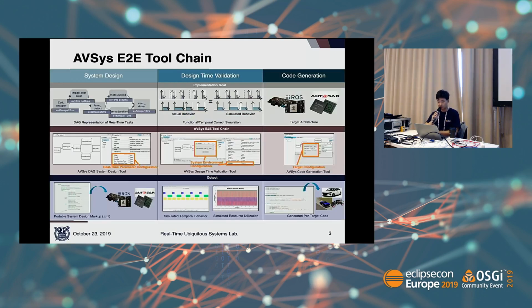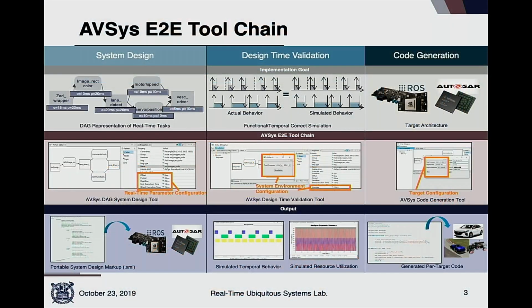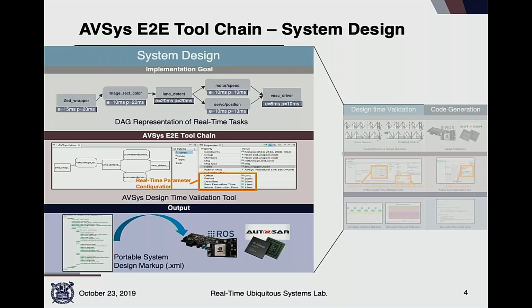For the AVSys end-to-end tool chain, there are stages like system design, design-time validation and code generation. Each stage has three steps. First, the implementation goal. Second, how AVSys covers the end-to-end tool chain. And third, the output of our AVSys system. Step by step, first the system design.